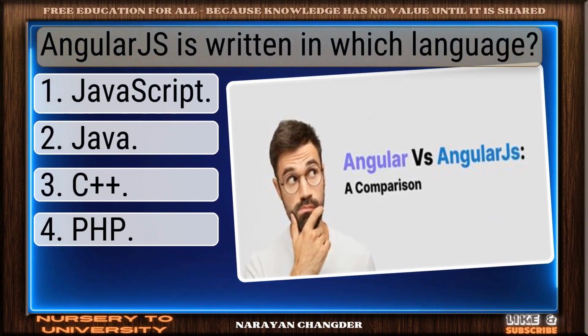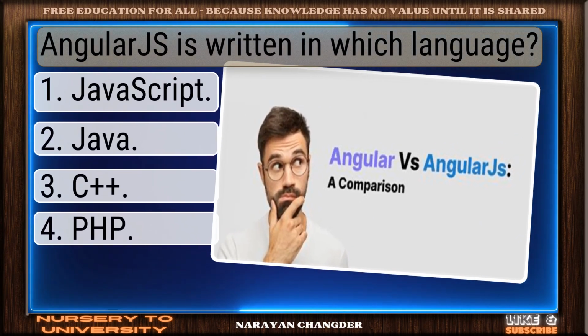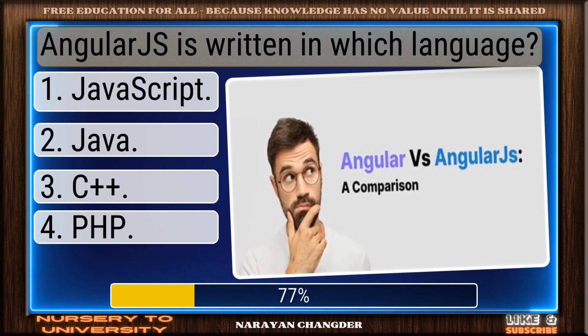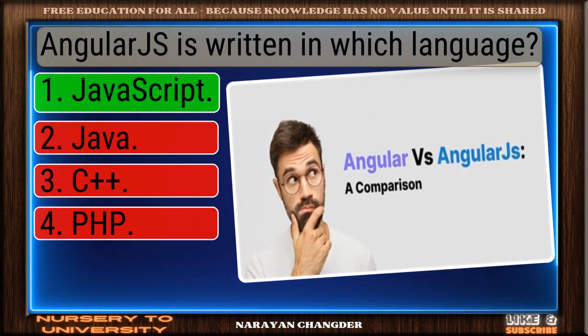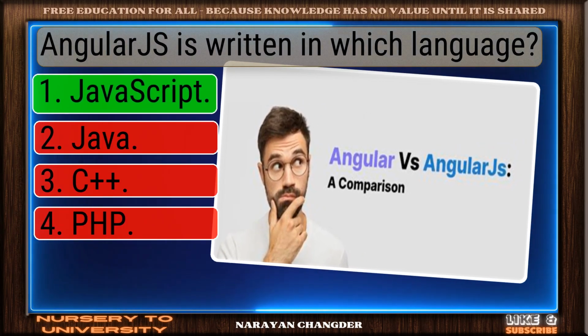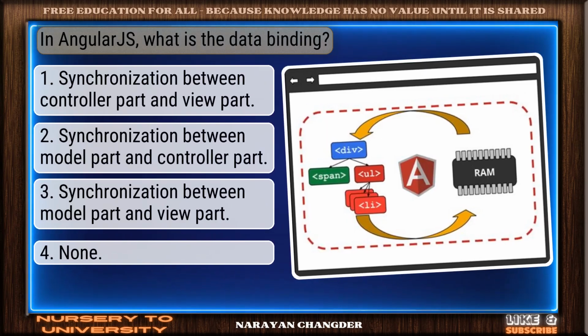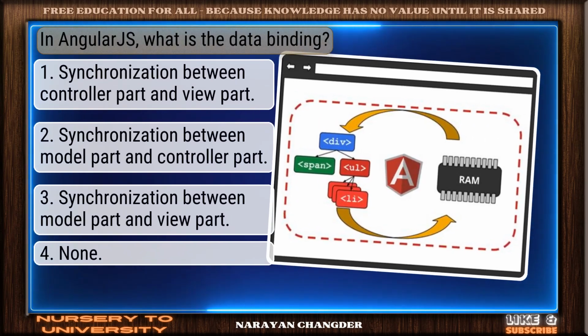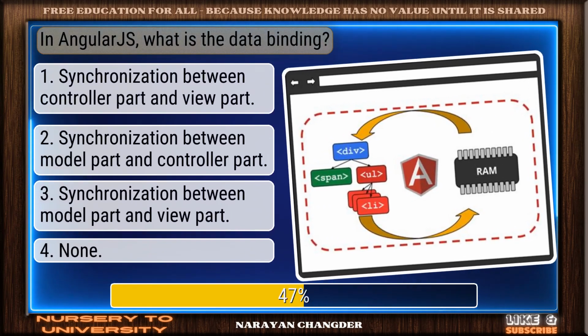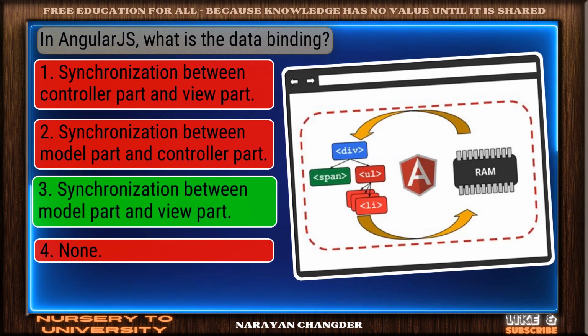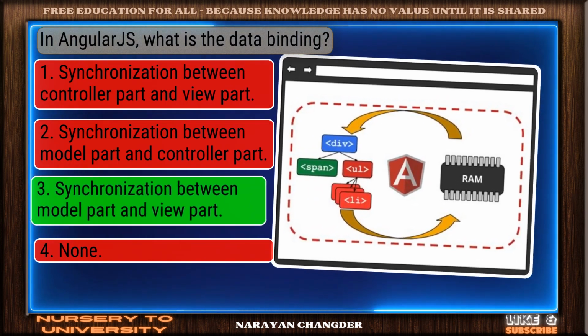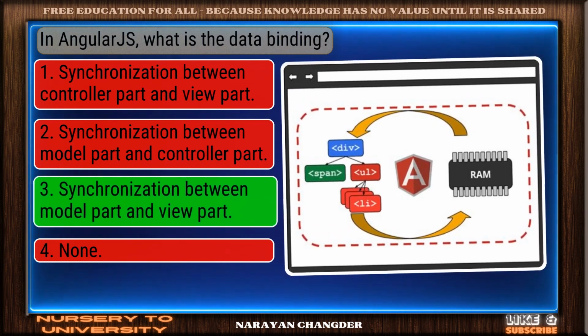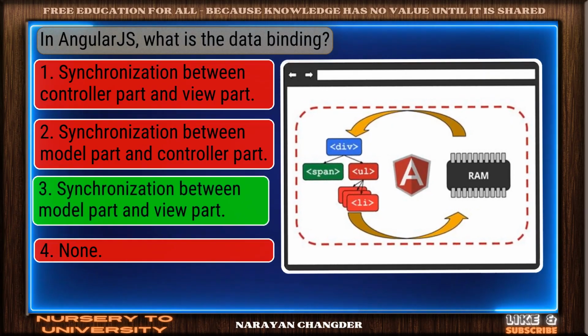Question number 41. Angularjs is written in which language? Solid response. JavaScript is a valid choice. Question number 42. In Angularjs, what is data binding? Nice selection. Synchronization between model part and view part is the correct and valid answer.